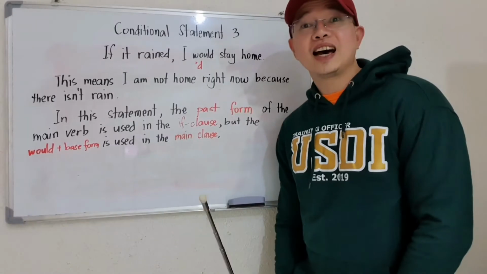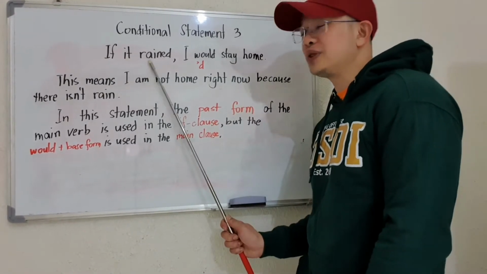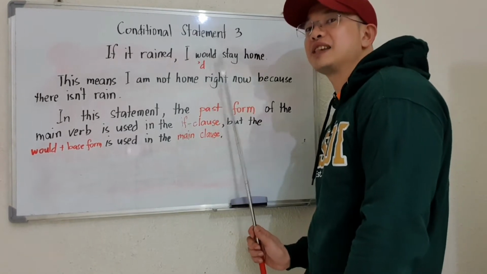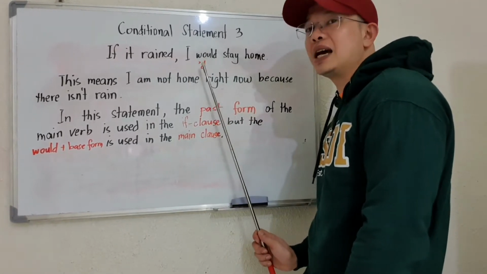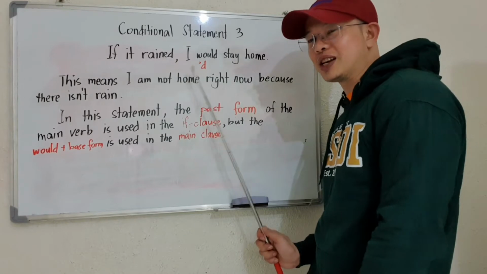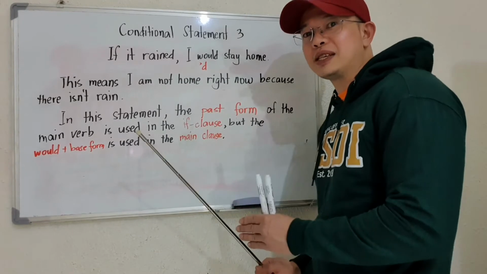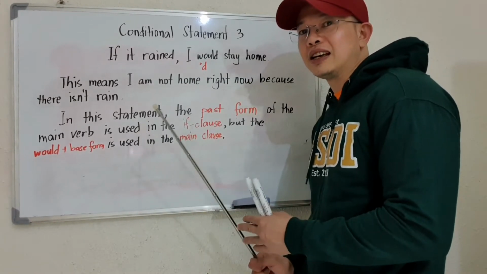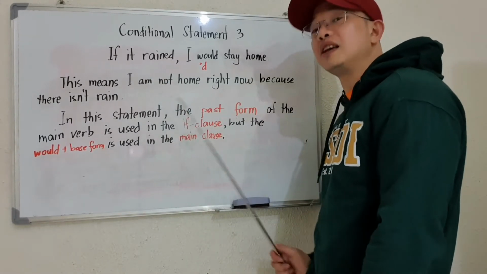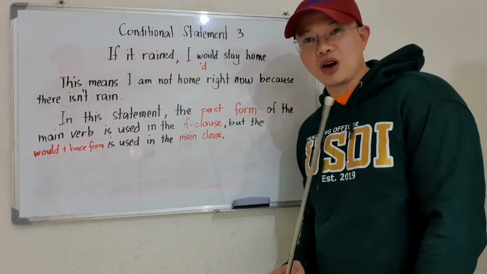We got this. Now let's have conditional statement 3. If it rained, I would stay home, or you can say I'd stay home. The contraction of I would is I'd. This means I am not home right now because there isn't rain. So you're telling something that is the opposite of the current situation. That's why we use the past form in the if clause, and then would plus the base form in the main clause.